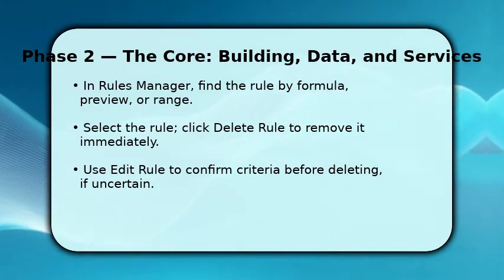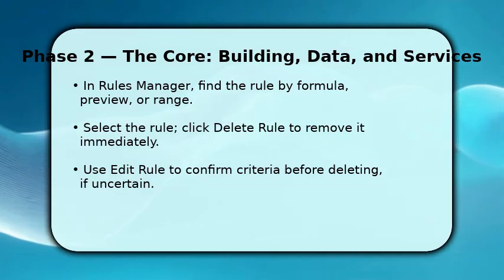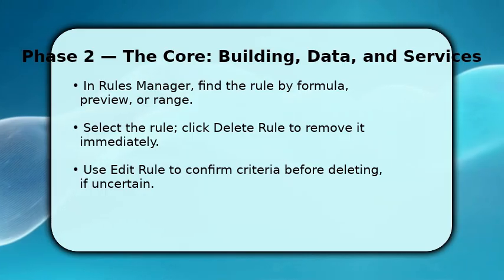Once you find it, select that rule and click Delete Rule. This removes the conditional instruction. If you're not sure, click Edit Rule to view the exact logic and affected range, because that prevents accidental removal. After deletion, click Apply so changes take effect.